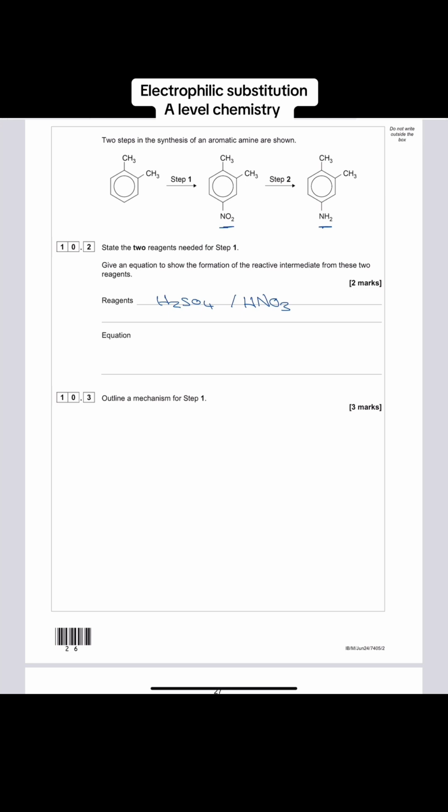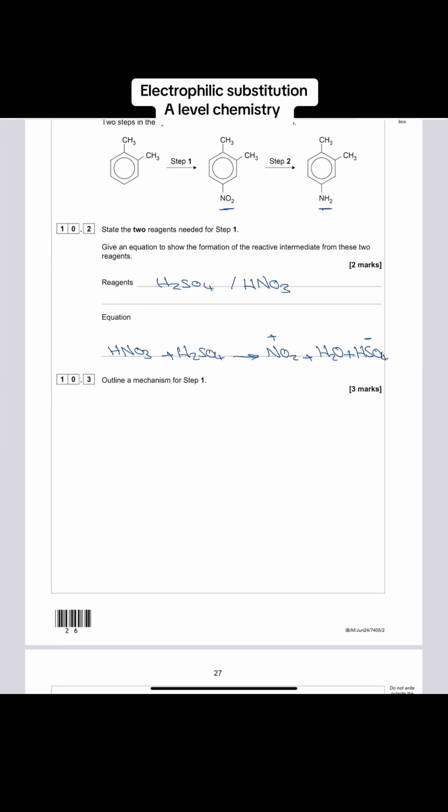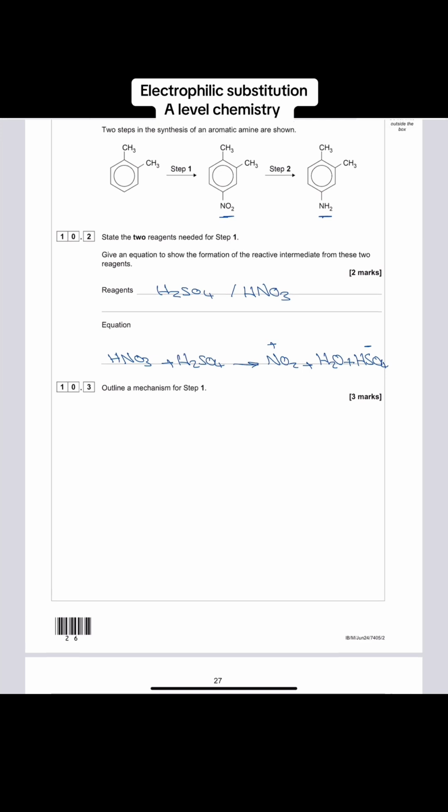And then they ask you to give the equation that allows the formation of the reactive intermediate. The reactive intermediate is the NO2+, which is the electrophile. So here the easiest equation you could write is HNO3 plus H2SO4. That will give you NO2+, which is the electrophile, the reactive intermediate, plus a water molecule plus HSO4-. Then the third question is to ask you to outline the mechanism of step 1.